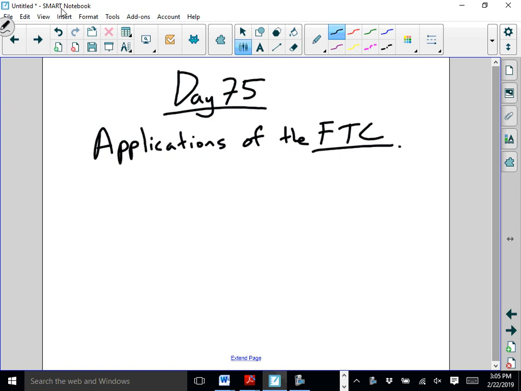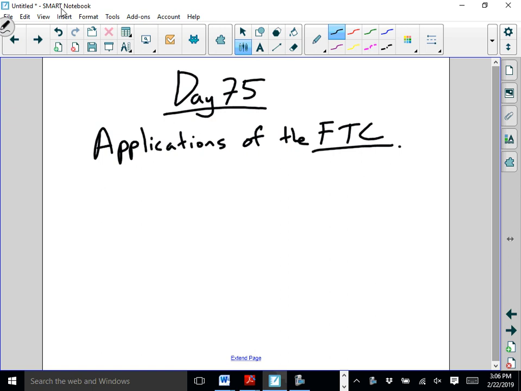Today we're looking at applications of the fundamental theorem of calculus. Just as a reminder, there are two parts of the fundamental theorem of calculus. We've only learned one part, and we're going to look at that one part again. FTC is for fundamental theorem of calculus. So here's what we remember.